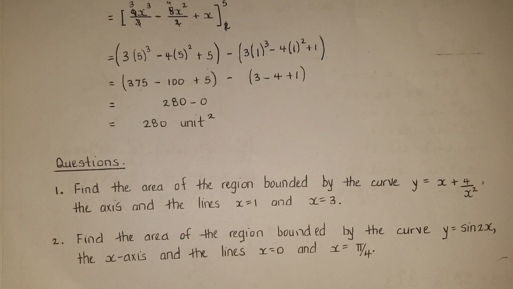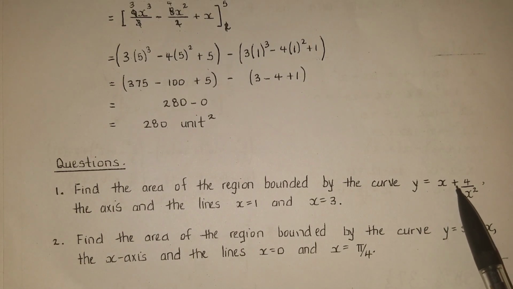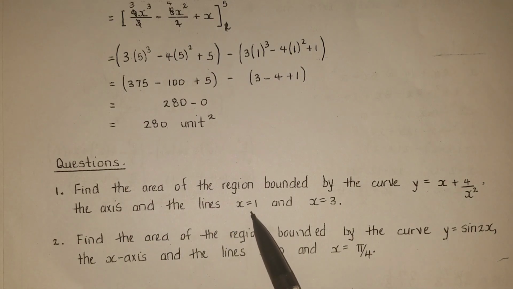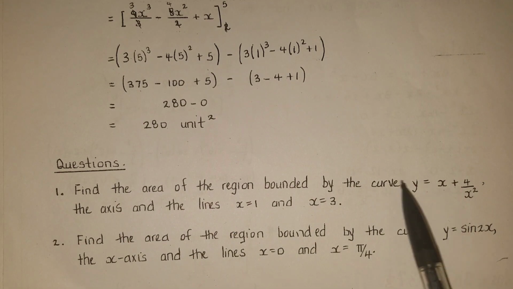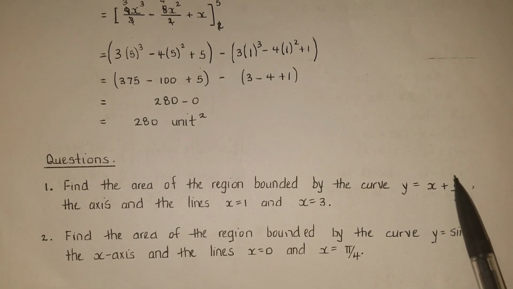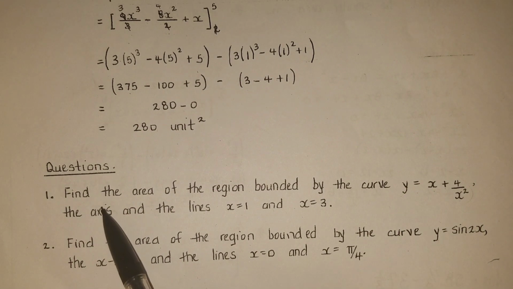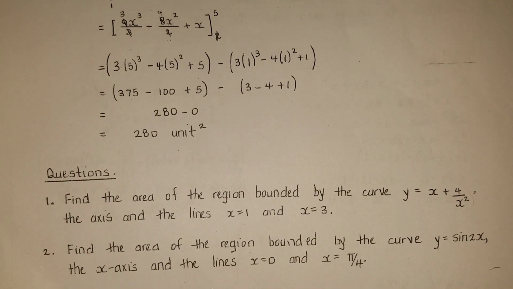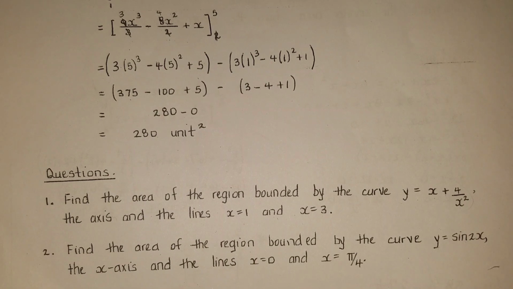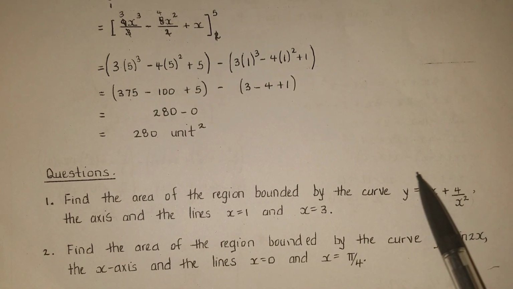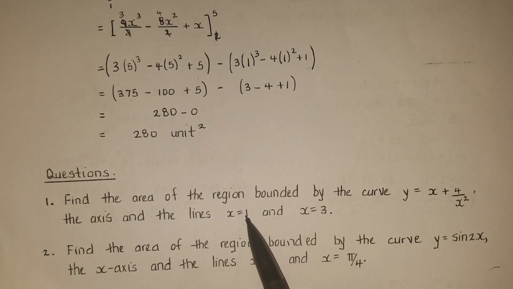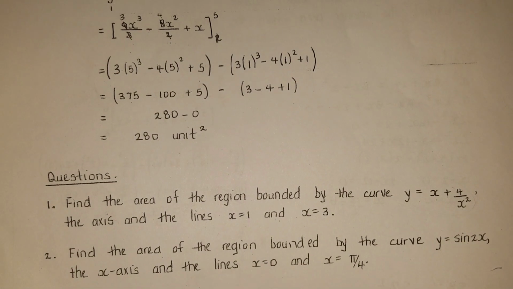find the area of the region bounded by the curve y equal x plus 4 over x squared, the x-axis, the lines x equal 1 and x equal 3. So these are our four boundaries: the curve, the x-axis, and the lines x equal 1 and x equal 4. So it's just as we did earlier. We're going to integrate the y function and plug the upper and lower limit inside the answer.